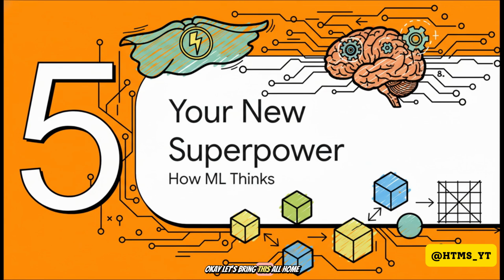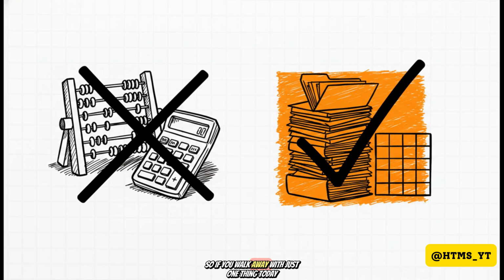Okay, let's bring this all home. Getting this core idea isn't just about learning a new definition, it's about gaining a new kind of superpower for understanding how machine learning actually thinks. So if you walk away with just one thing today, please let it be this. For building machine learning intuition, linear algebra is not about the calculation. It is fundamentally 100% about the organization.